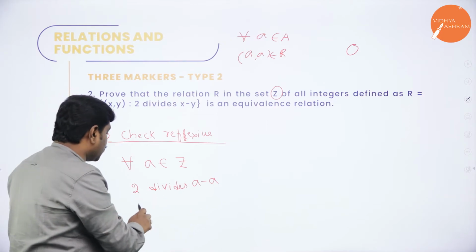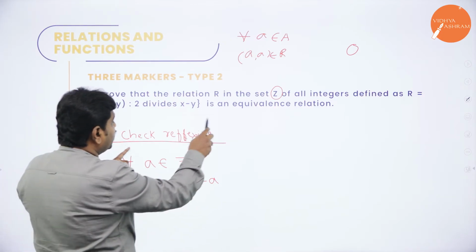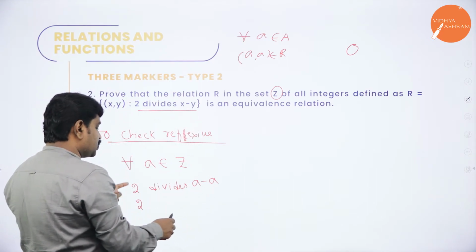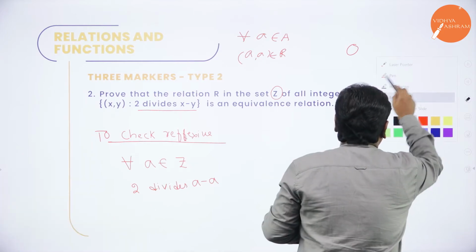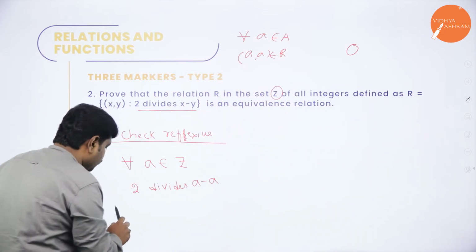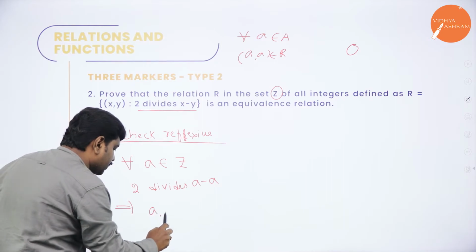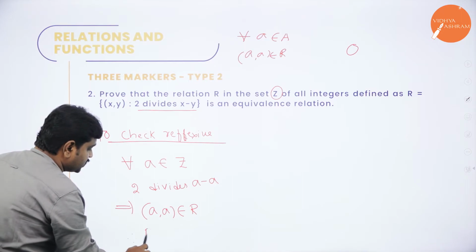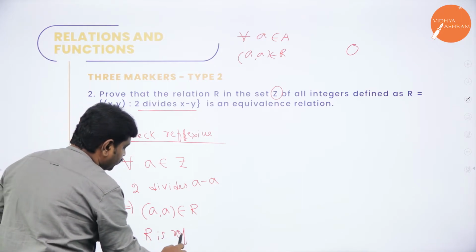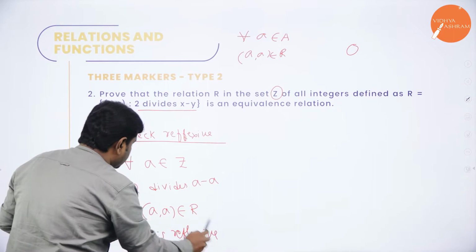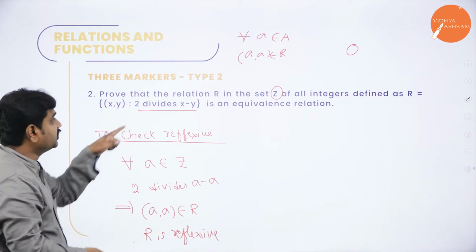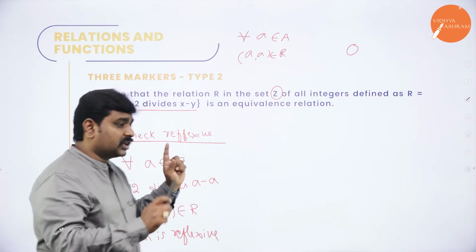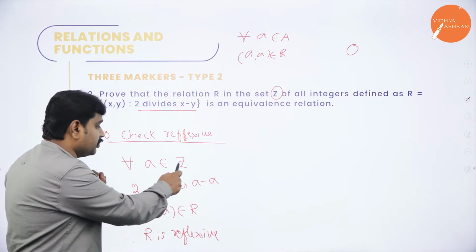Why am I saying this? Because if 2 divides x minus y, then (x, y) belongs to R. Similarly, 2 divides a minus a because 2 divides 0. This is true. What is the conclusion? I can say this implies (a, a) belongs to R. Therefore, R is reflexive. The first part and last line are from the definition: for all a belongs to the given set, if (a, a) belongs to R, then R is reflexive. So our target is to take for all a belongs to Z.